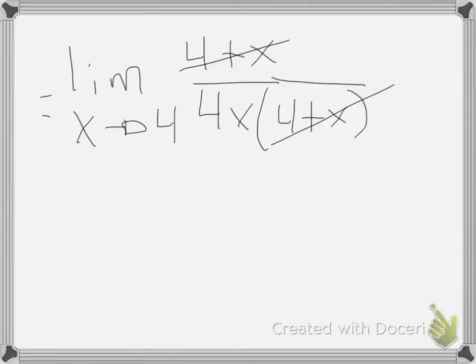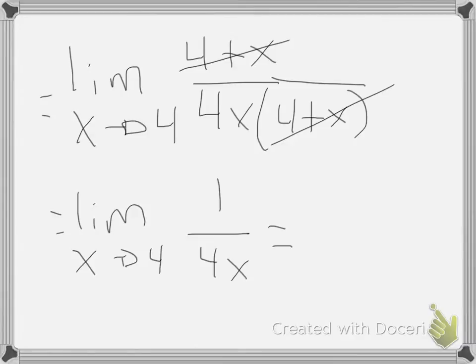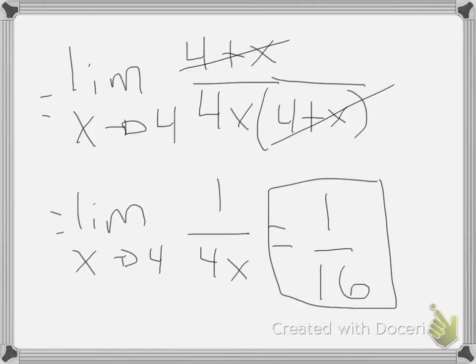So I end up with the limit as x approaches -4 of 1 over 4x, and now I can actually plug in the limit. I don't need the word limit there anymore. I needed it all the way through because I wasn't taking the limit yet. When I plug in -4, I get -1/16. That is the limit of my original function as x approaches -4.